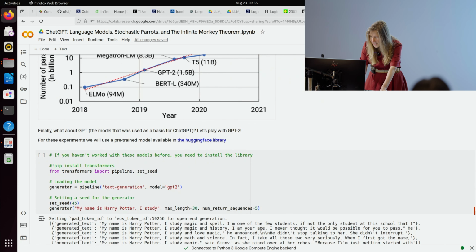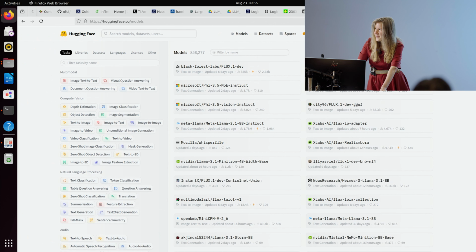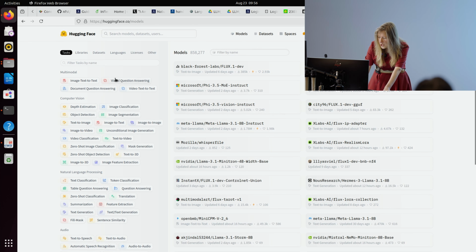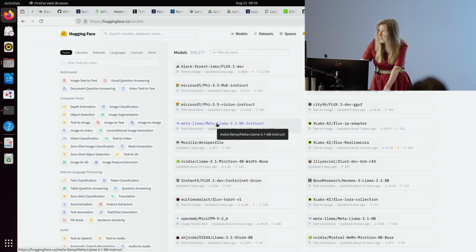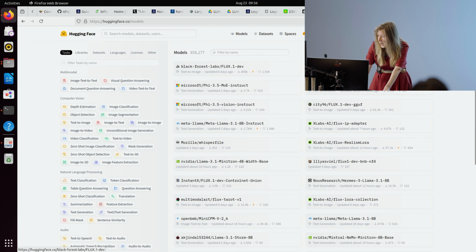But the good news is that we have this fancy Hugging Face project that provides lots of different pre-trained models, such as GPT models as well, for different types of tasks. So you have language generation, visual question answering, text classification, image feature extraction, video classification, image to text, all these different kinds of models. You see that it has the most recently released Llama model from Meta, Llama 3.1. You can just download this model and use it for your tasks.